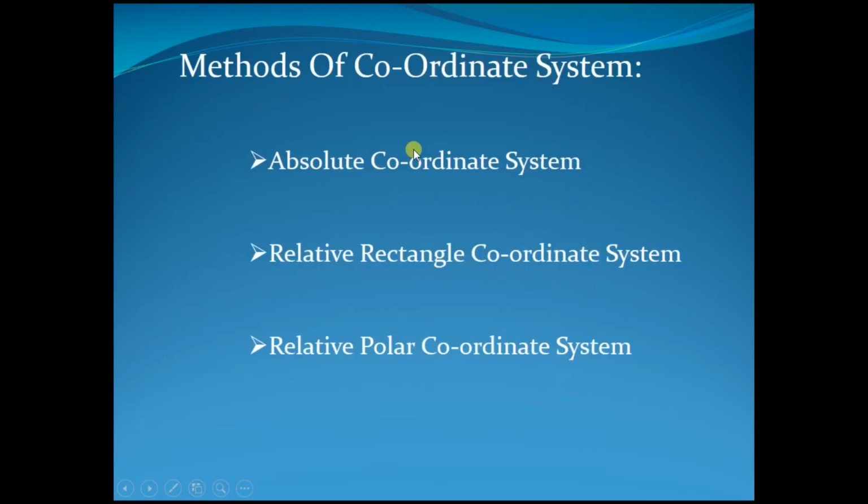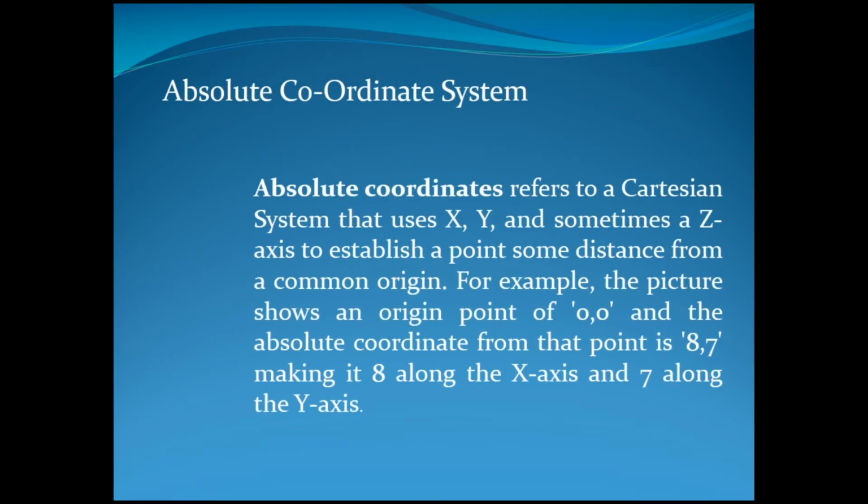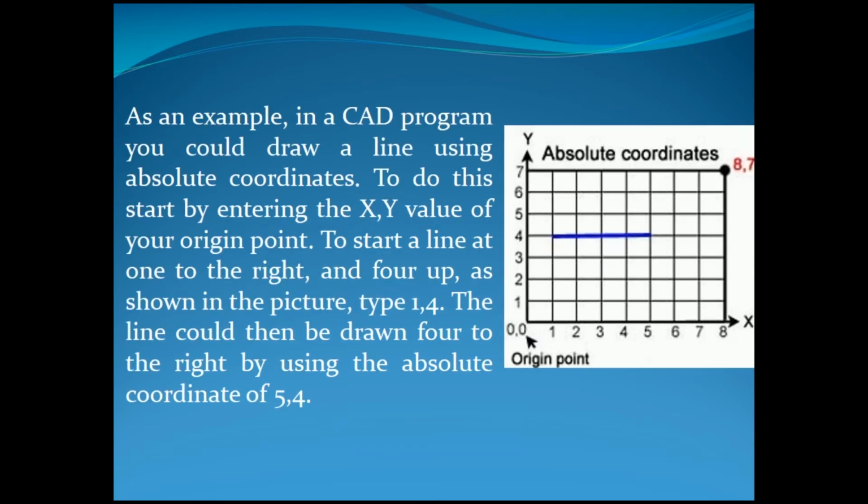We are going to separate this coordinate system into three methods: absolute coordinate system, relative rectangle coordinate system, and relative polar coordinate system. So now we can see the absolute coordinate system. It's a system that starts from the origin. Whatever value you are going to mention, everything starts from 0, 0 only, based on x, y, z.